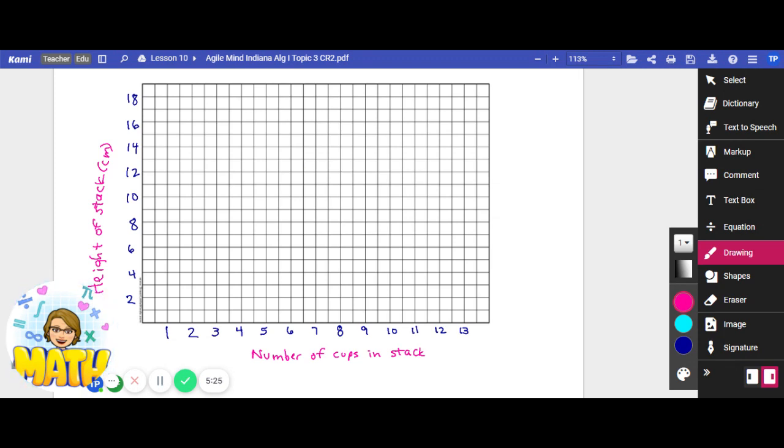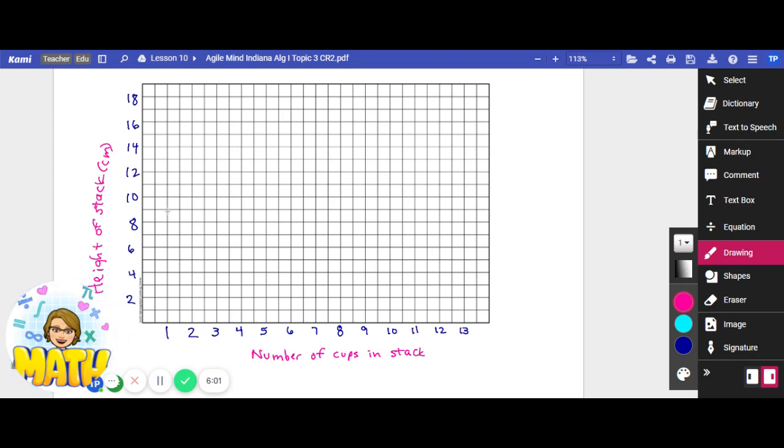Now that we have the table set up, we are going to graph the information from the table onto a grid. So I have the number of cups in the stack as our X variable and the height of stacks as our Y variable. And I've got the graph all set up for you already. So when there was one cup, we said we had a height of 8.6 centimeters. So I want to go across the horizontal axis to the one cup, and I need to go up to 8.6. Well, this row here is for the 8, and then it skips, and then it goes up to 10.